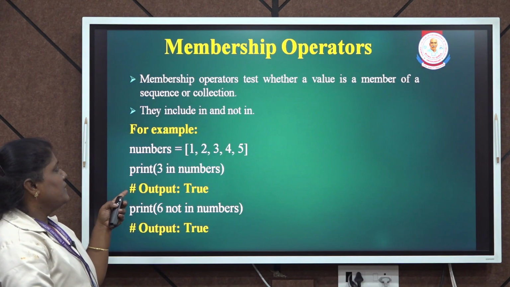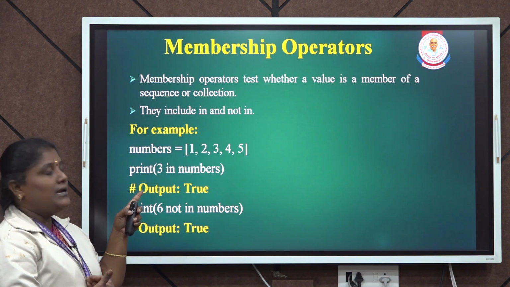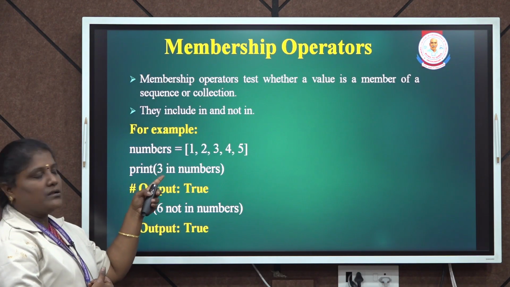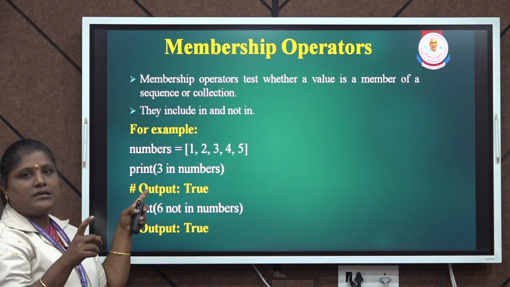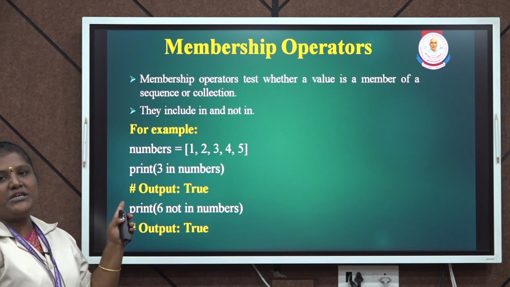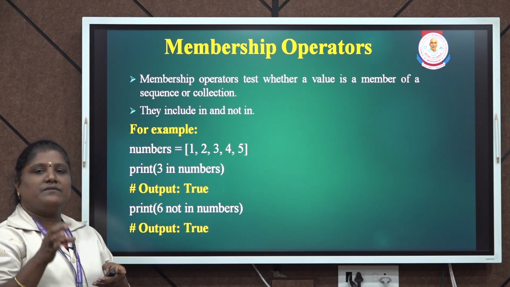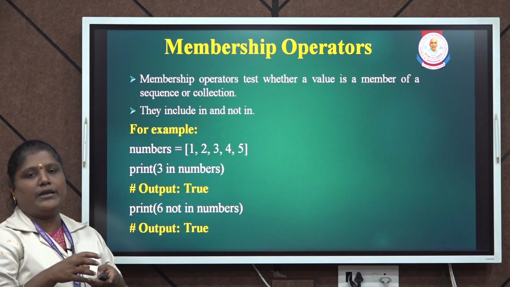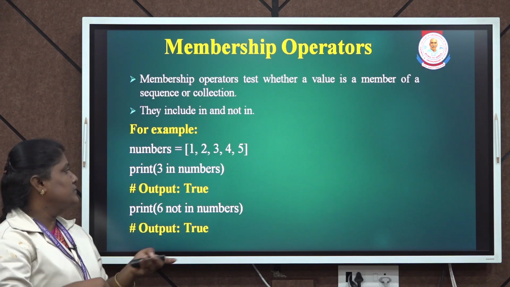For example, numbers equal to 1, 2, 3, 4, 5. In the membership operator, we use the list. Print 3 in numbers. 3 is present in the numbers, so the output is true. 6 not in numbers: 6 is not present in the list, so the output is true, otherwise the output is false. So what is meant by the membership operator? The membership operator tests whether the value is present in the particular list or sequence, using in and not in.